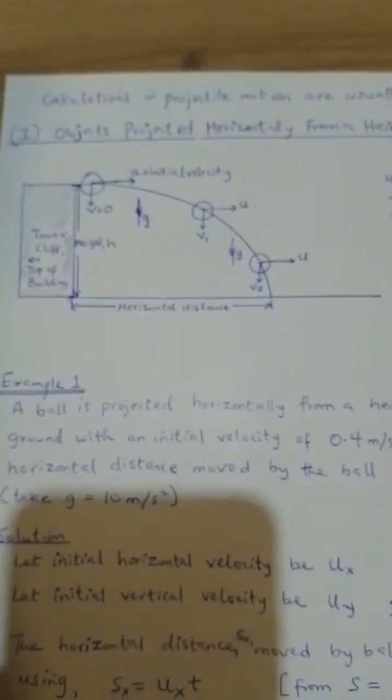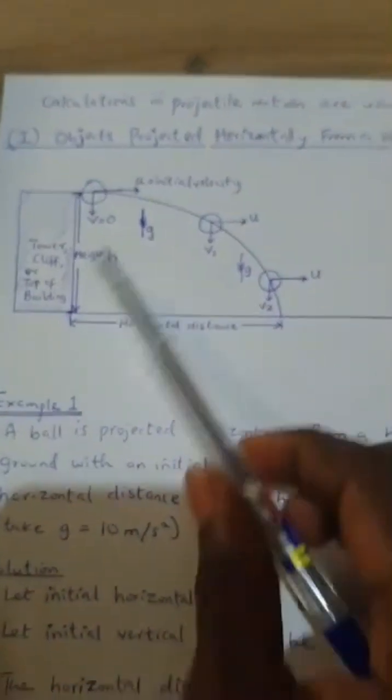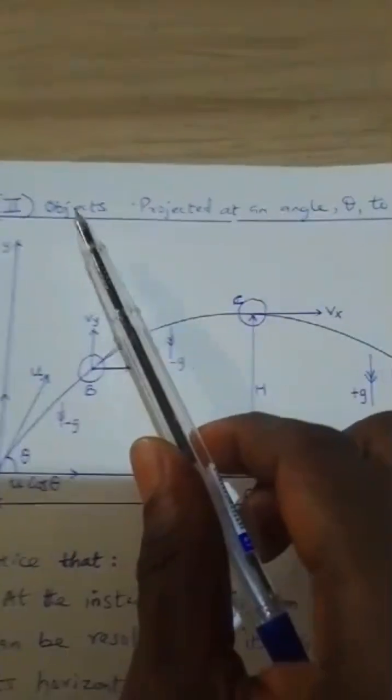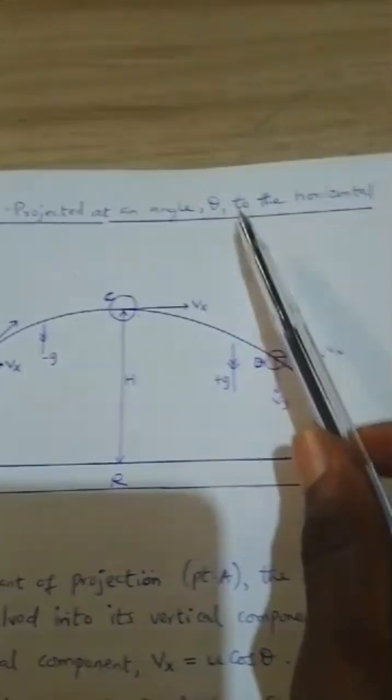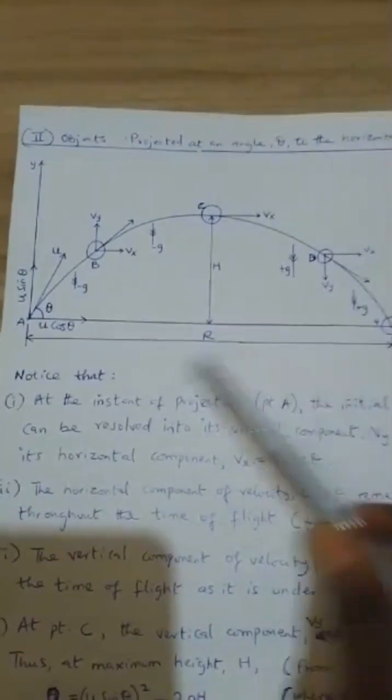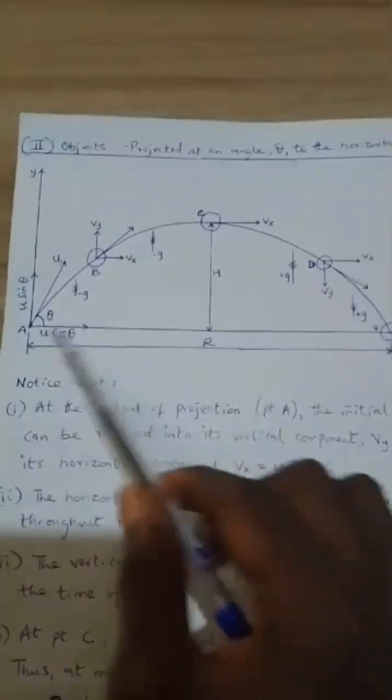Alright guys, what we've done so far is look at objects projected horizontally from a height. Projected this way. Okay, now how about a second case: objects projected at an angle theta to the horizontal? So look at this diagram.